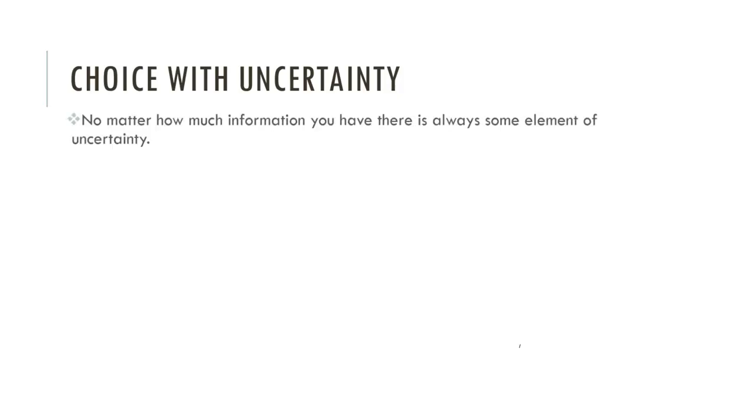So we're going to have to make choices with uncertainty. We don't necessarily know what the outcome is going to be. And no matter how much information we have, there's always going to be some element of uncertainty. We can never really have all of the information, which is really annoying as an economist because one of the assumptions we make is that people have full information. So everybody knows everything, and that's how we can get to these market outcomes. But in reality, there's always going to be some element of uncertainty.